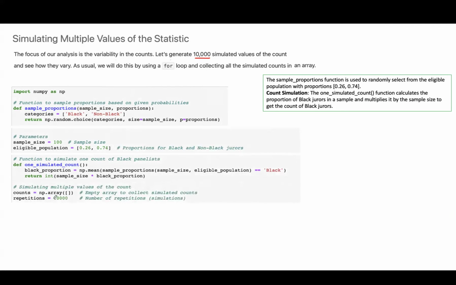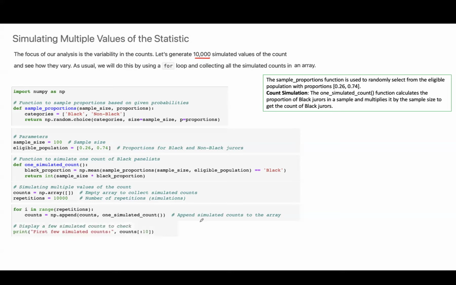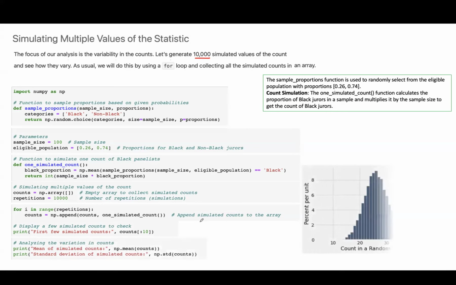Let us set the repetitions to be 10,000, and let us define a for loop for i in range of the repetitions. It counts, and then append simulated counts to the array. We can take a look at the result as well. The histogram shows that the center is about here. This is the count in a random sample and the percent per unit. This is just simulating multiple values of the statistic.